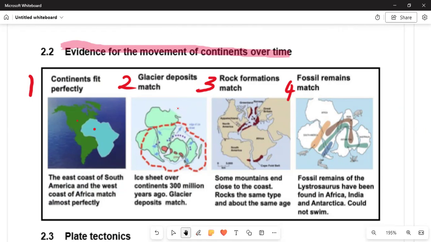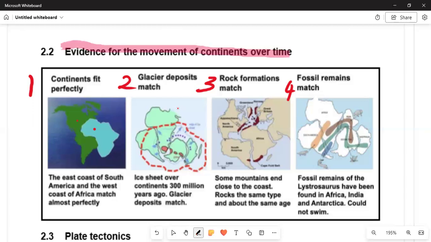For the glacial deposits match, you can see that there was a movement over time based on these tectonic plates which are taking place. And then we are saying the ice sheet over the continents 300 million years ago, the glacial deposits match. Okay. And then we have got to understand number 3. We say that the rock formations match. So you can see that as time goes, there is a movement of what? Of these continents being disjointed or being scattered.